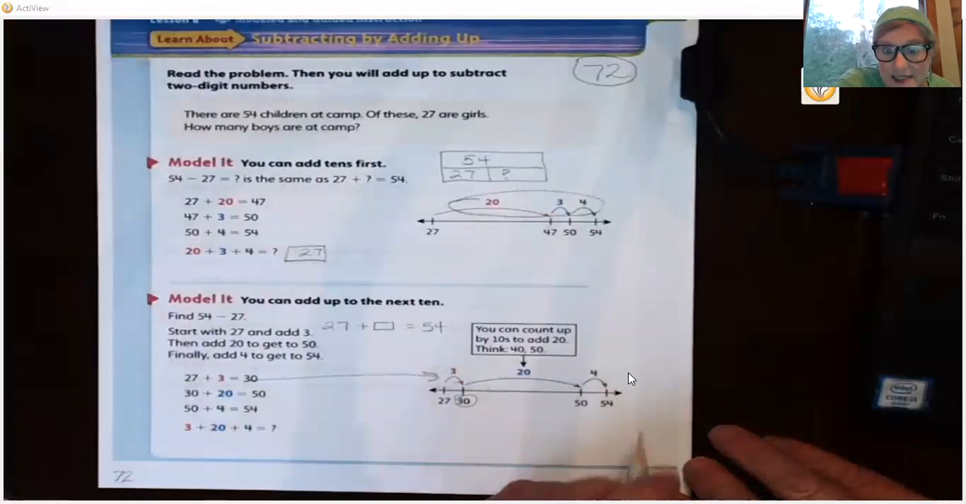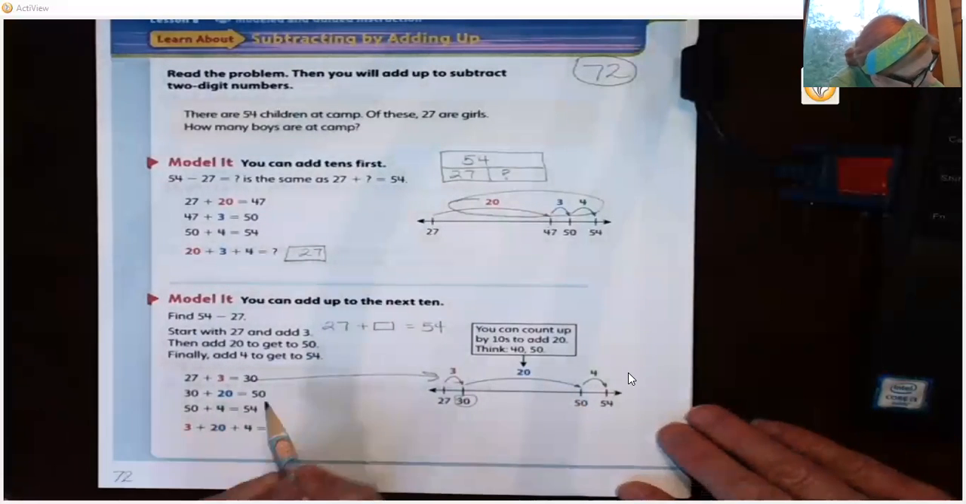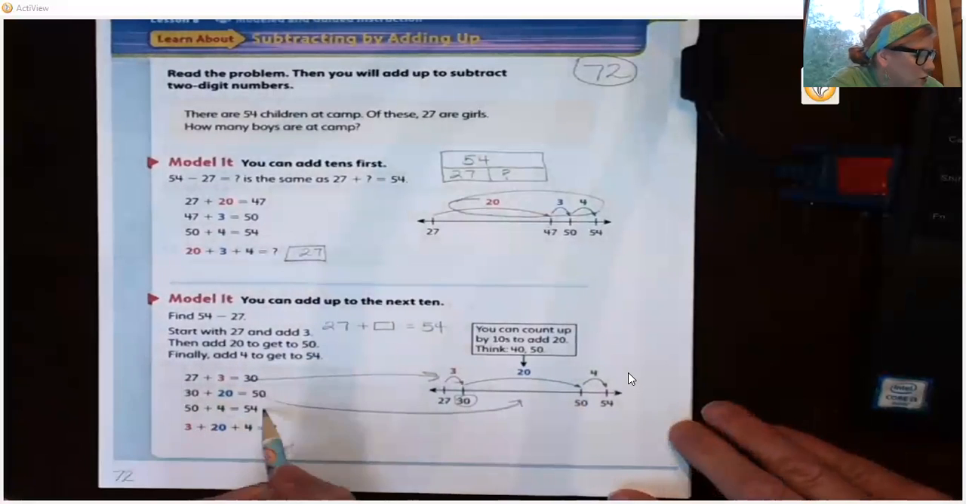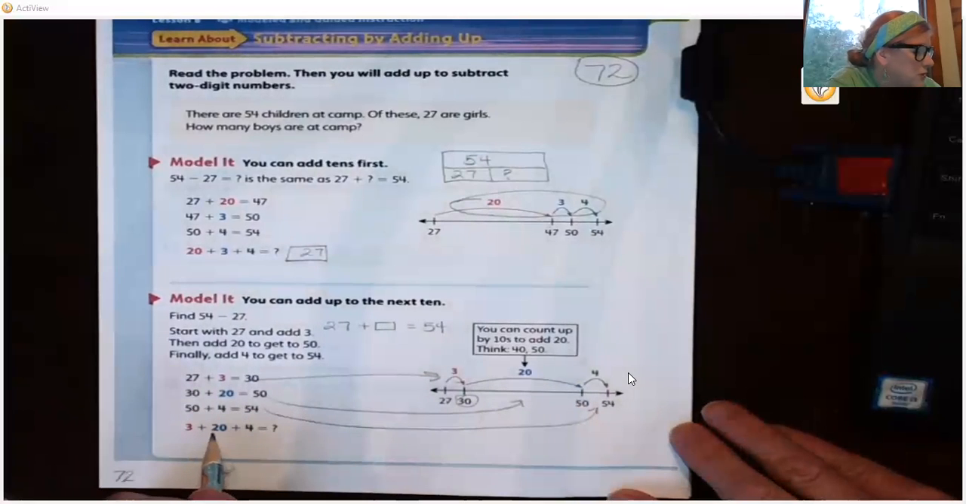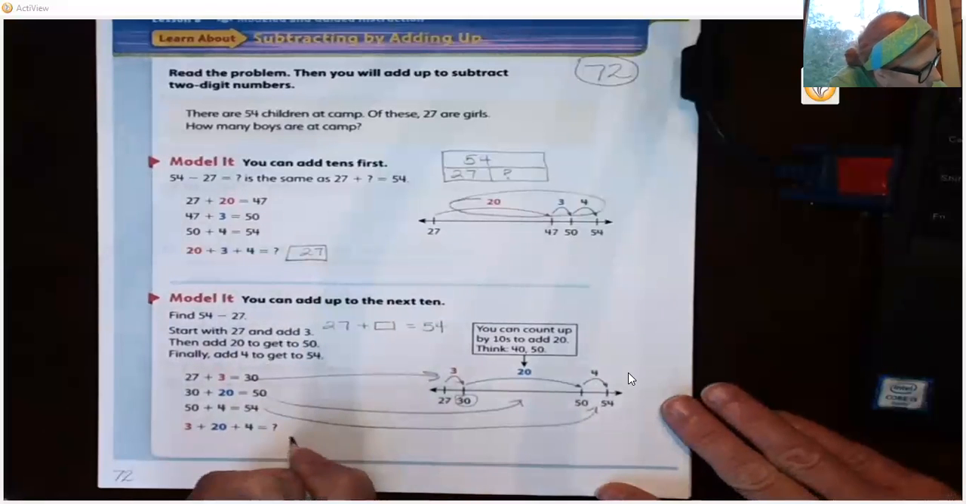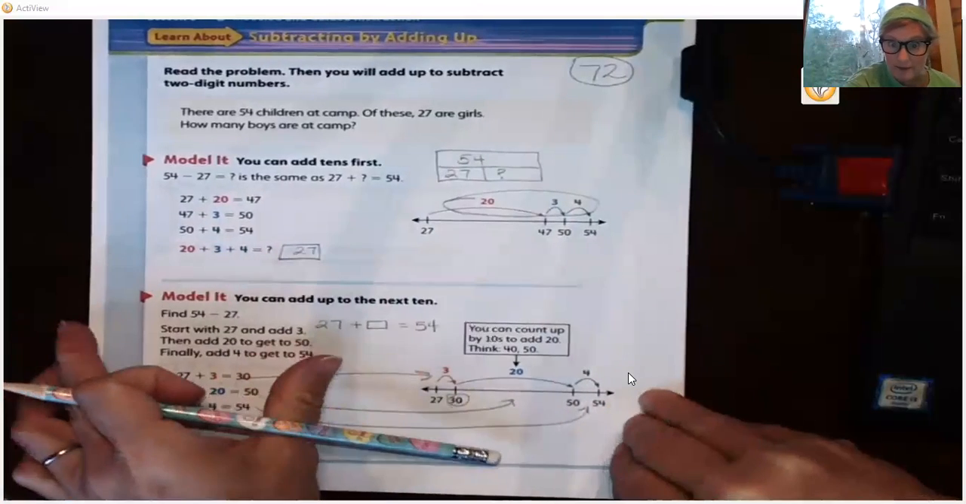Can you go up to 60? No, it's more than 54. So you can only go up to 50. So it takes 2 tens, 30 to 40 to 50, 2 tens, for 20, and then you're going to add the 4 to 54. So 3 plus 20 plus 4 equals, once again, ding, 27. So either way, you are getting 27.